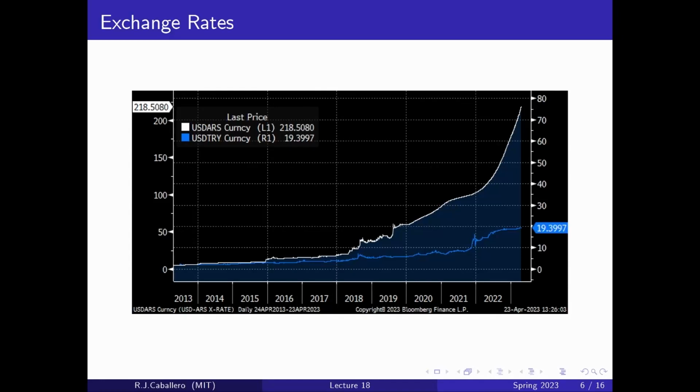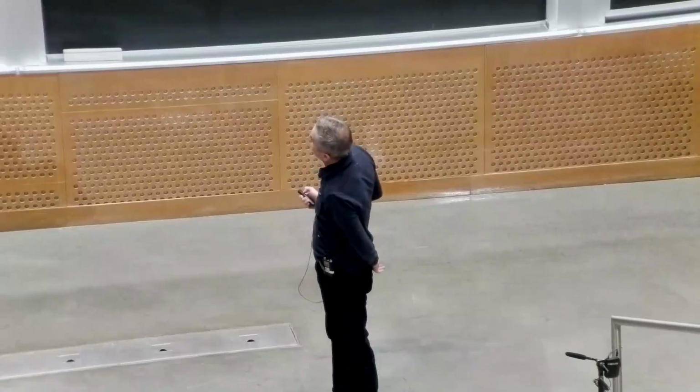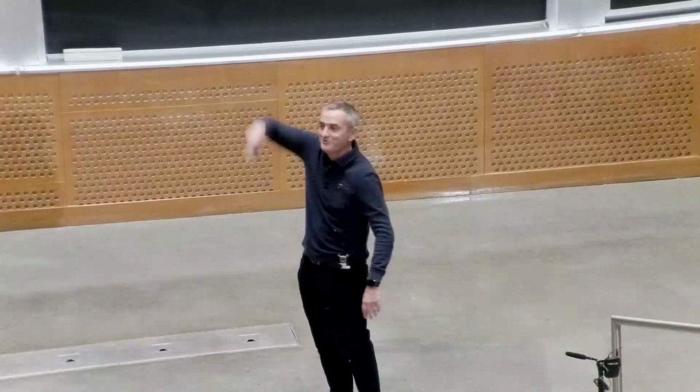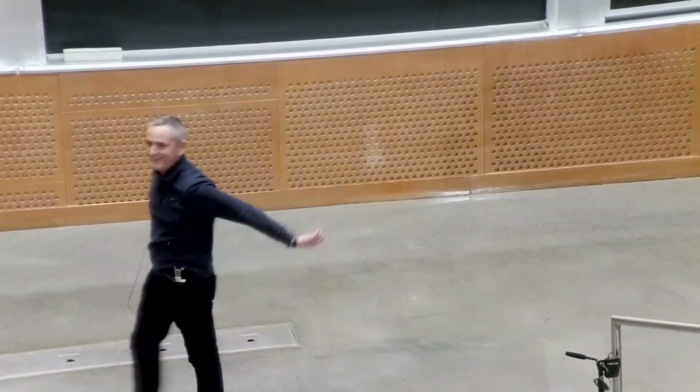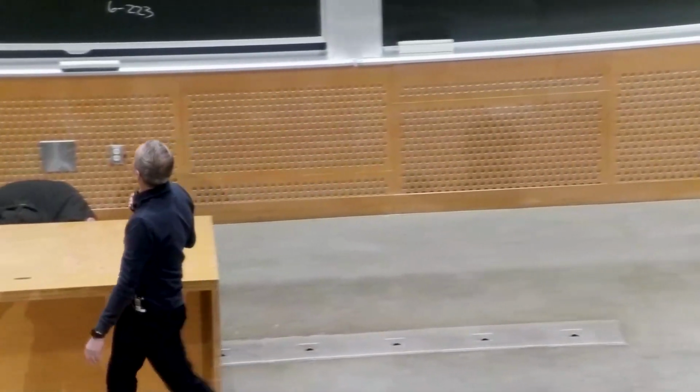Okay? And now, obviously, look at the size of this. This is the appreciation of the dollar, so it's a depreciation of the Argentinian peso. What do you think is happening here? It looks very smooth, by the way. It's not that it's moving around. What do you think is happening?